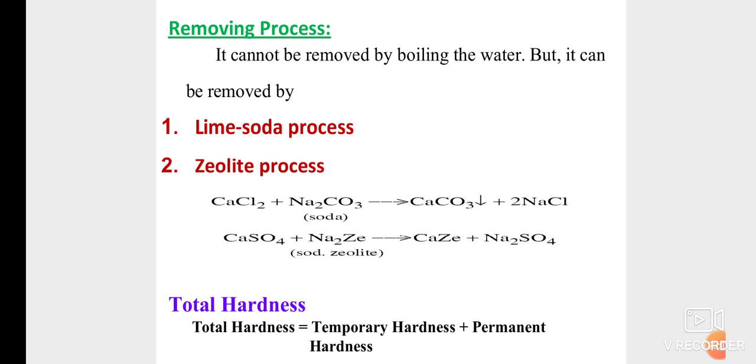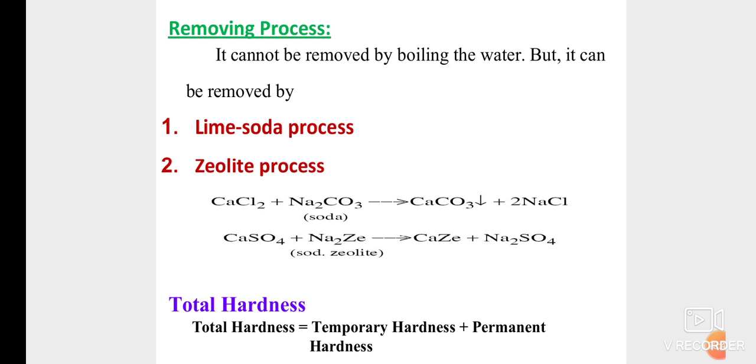Even at boiling there is no removal that occurs in that water, so we call it permanent hardness producing salt. So how can we remove the permanent hardness producing salt? Here I have given two methods. One is the lime soda process, another one is the zeolite process. Using these two processes we can easily remove the calcium and magnesium salts from the permanent hardness producing water. Okay, are you clear?